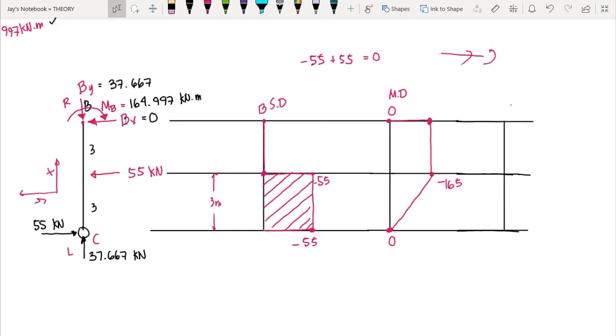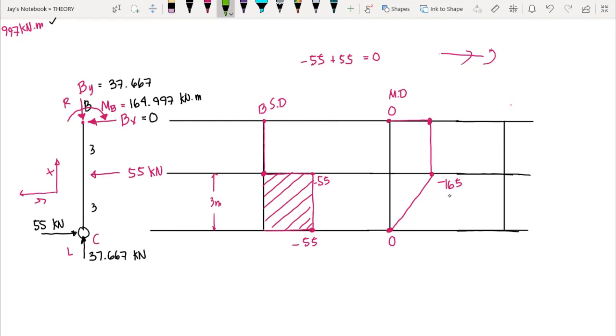Now for the qualitative deflection diagram, take note, we have negative moment, so therefore we have a moment which is concave downward, or that is, we have a frowning curvature.